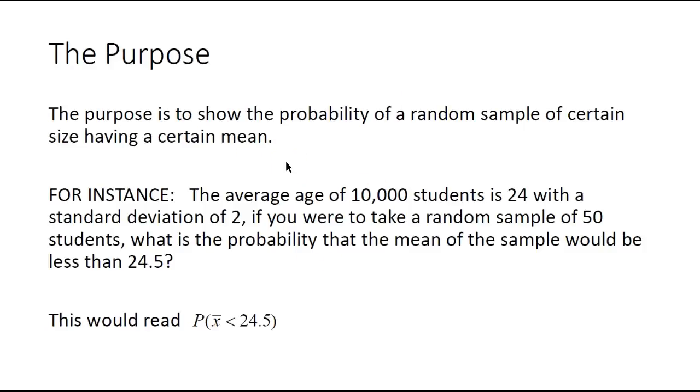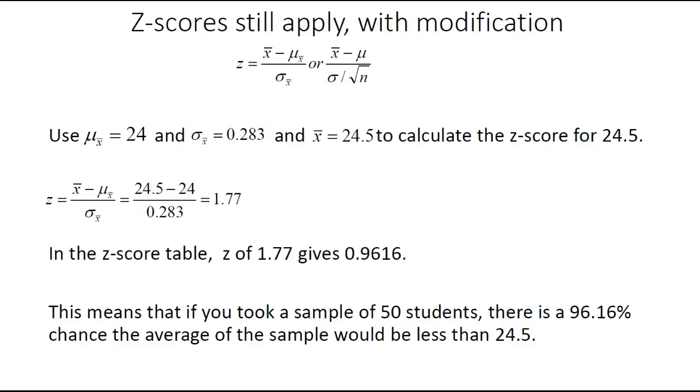So the purpose here will be to calculate distributions and probability from the average of samples. Okay. So from this example, same information as before, but we say what's the probability that the mean of the sample would be less than 24.5? So if we took 50 people and averaged their age, the question is, what's the probability that average age is less than 24.5? And here's the notation. This right here, of course, is a sample mean, less than 24.5.